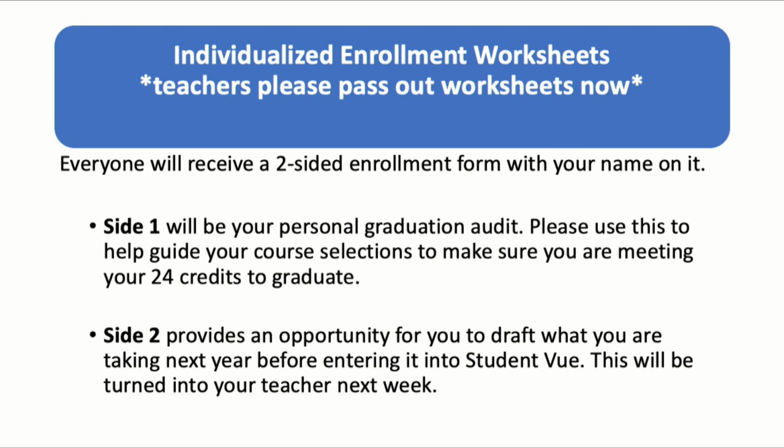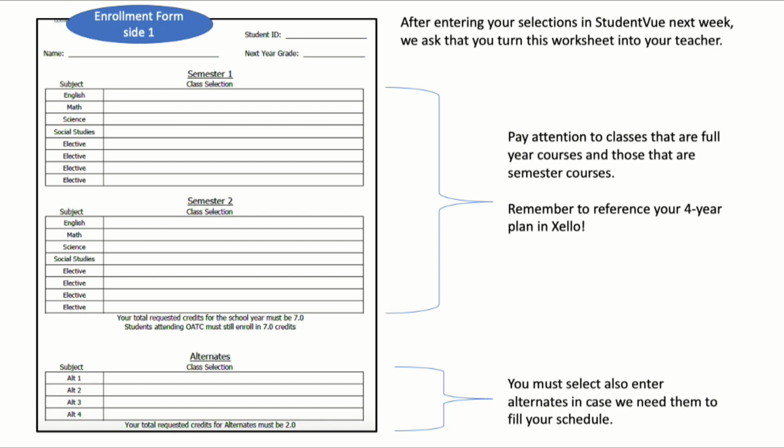Your teachers have either passed out your Individualized Enrollment Worksheets or are doing that right now. On side one, we're going to have just the blank worksheet that will allow you to enter the courses that you want to take next year along with your alternative options. And then side two is going to be your grad check sheet, and we're going to go through what that looks like. So here's your enrollment worksheet.